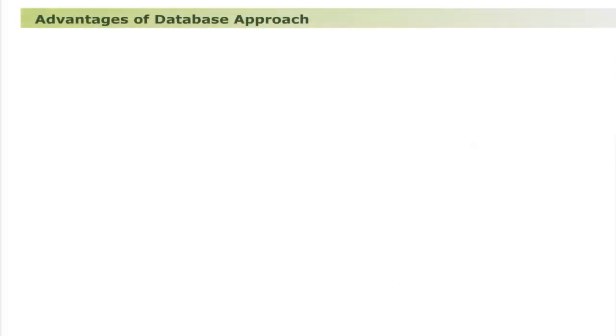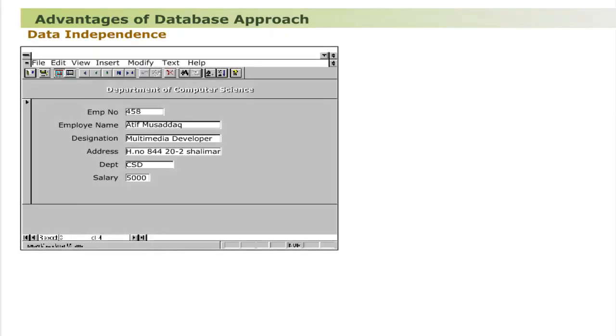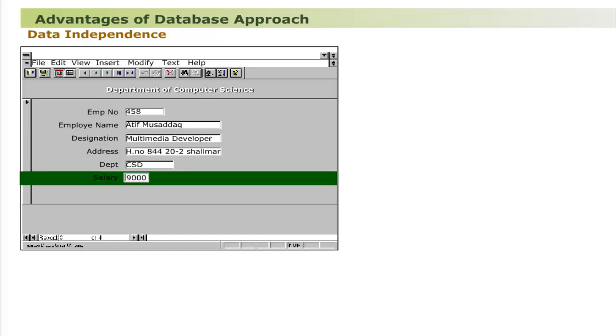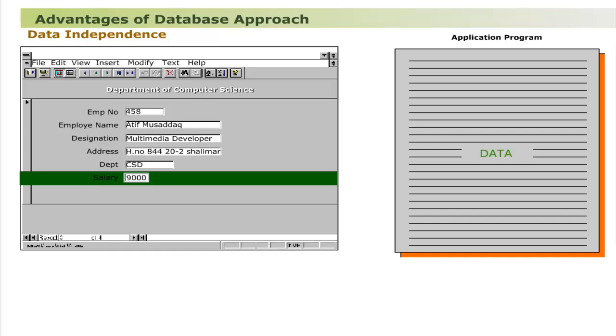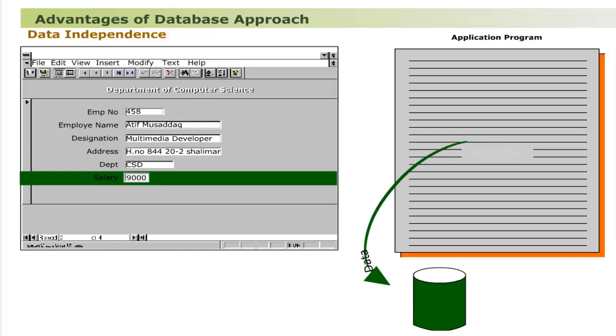Advantages of the database approach. Now we will discuss the major advantages of using the database approach. These are data independence. Data modification is a normal practice in any organization, such as an increase in salary. Therefore, it is wise to keep data separate from the application programs that use it. This separation of data from the application program is called data independence.